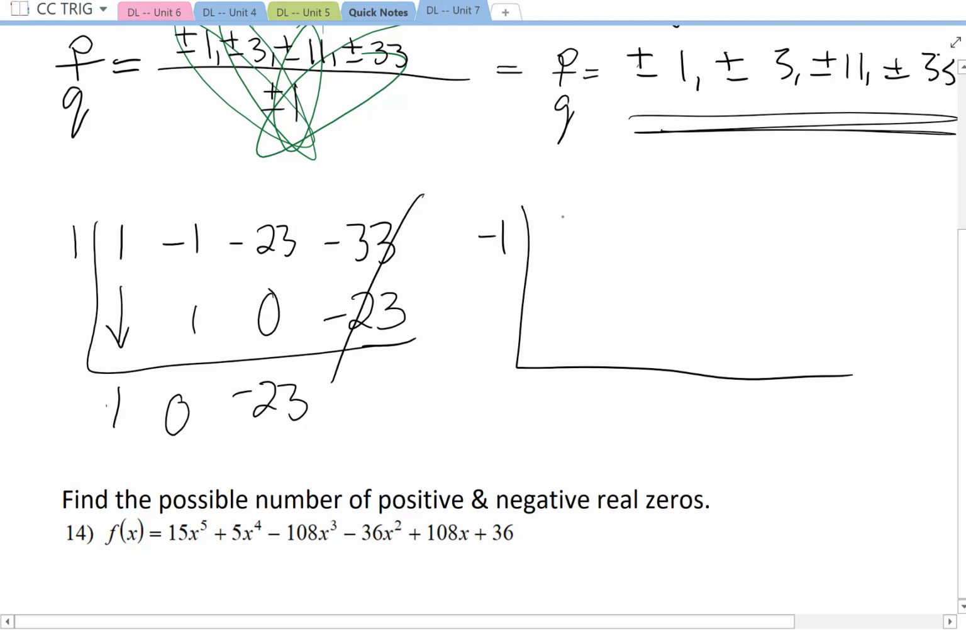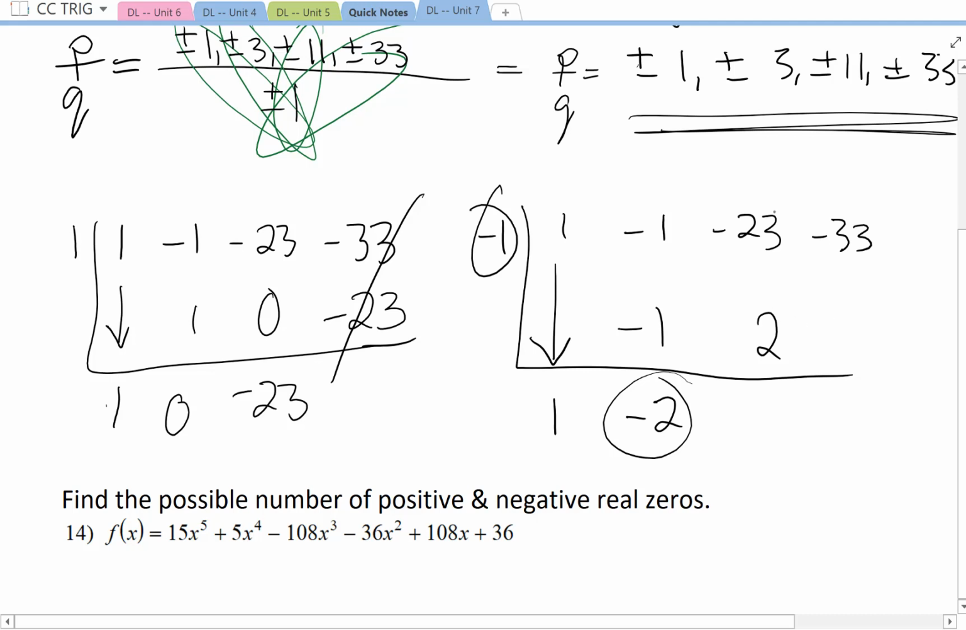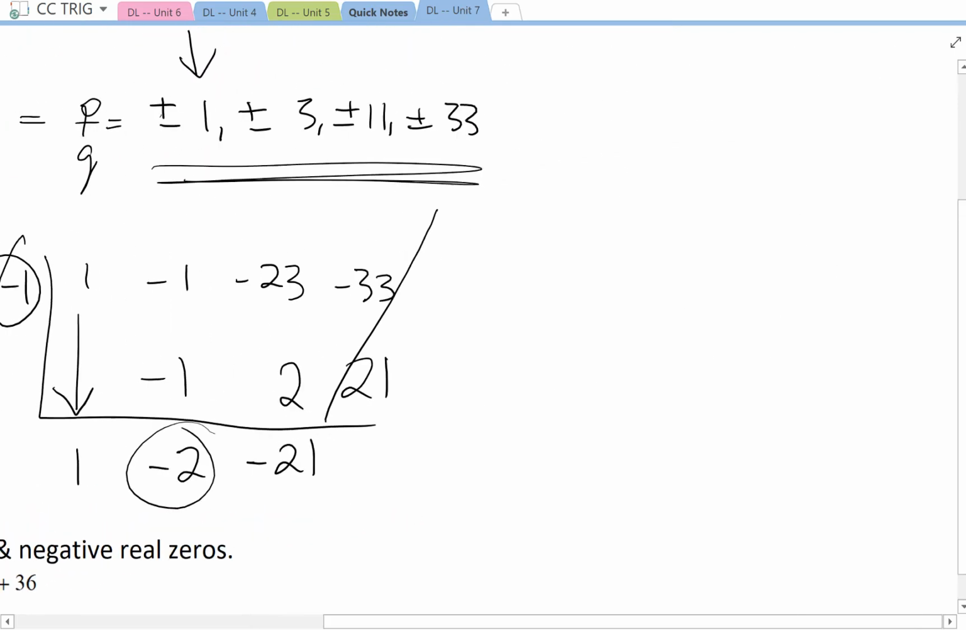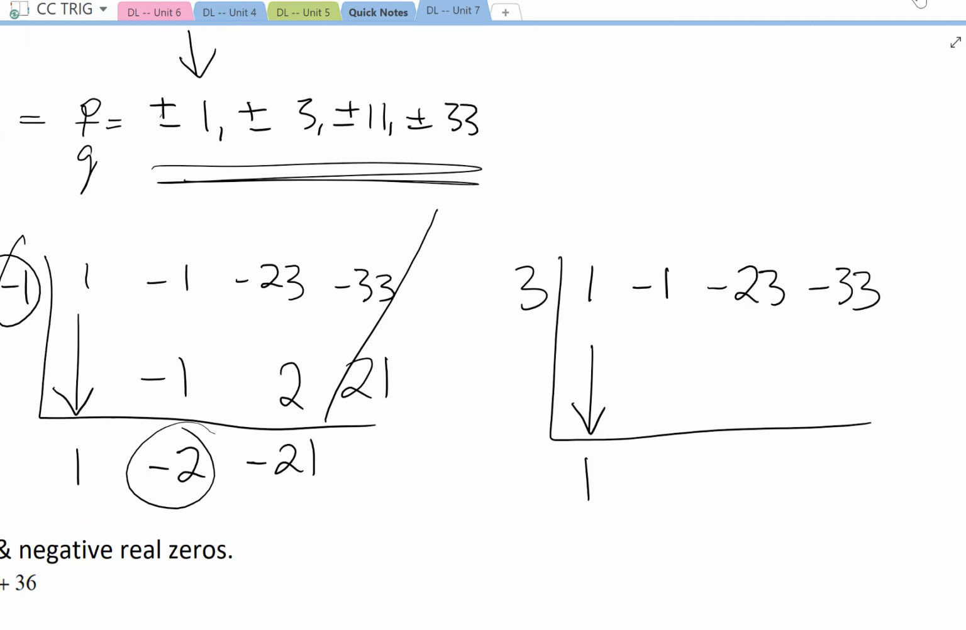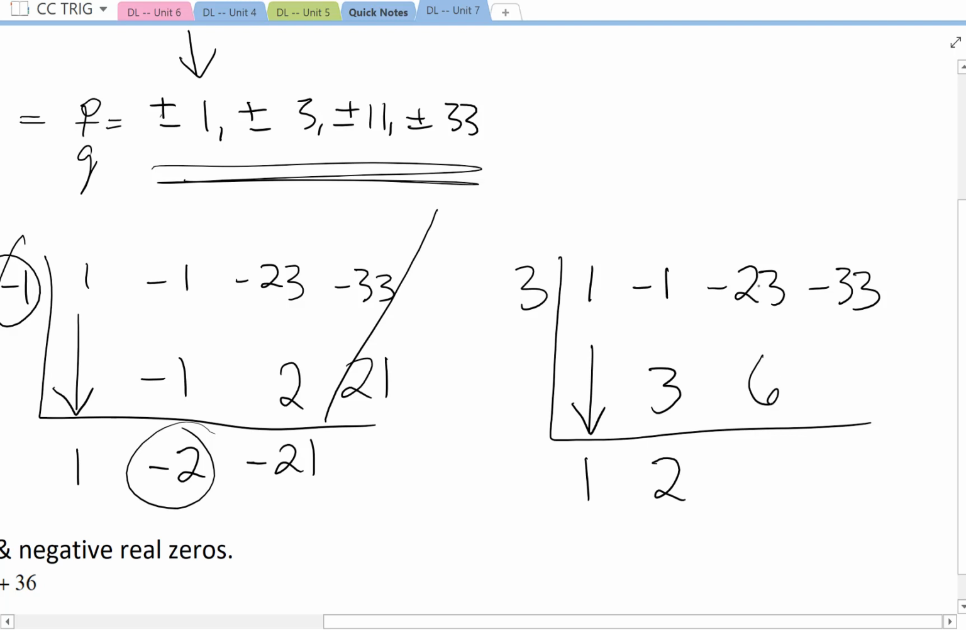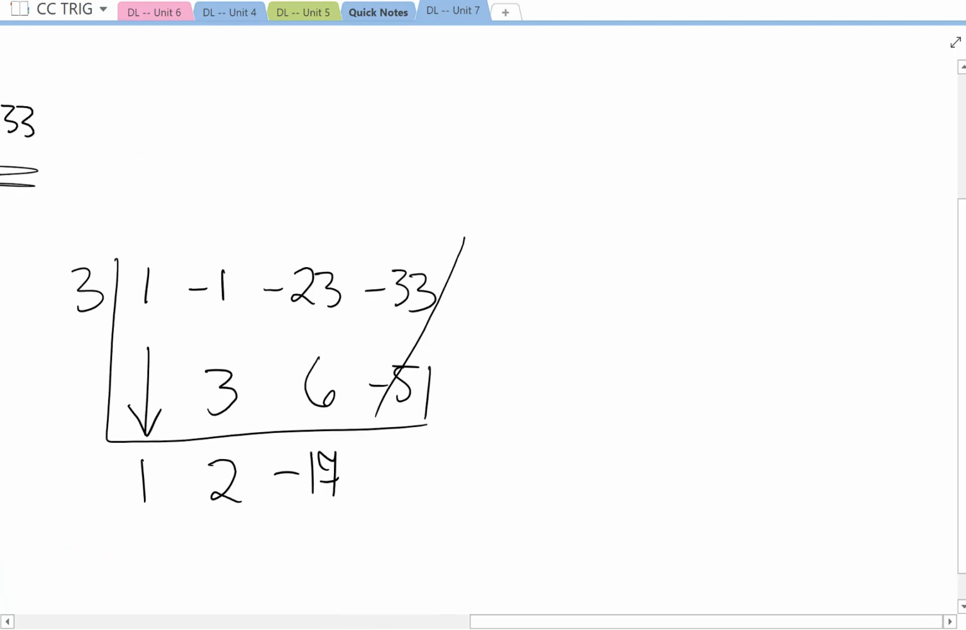Let's try testing negative 1. Drop the 1, negative 1. Negative 1 plus negative 1 is negative 2. That's negative 2 times negative 1 is positive 2. You get negative 21 times negative 1 is positive 21. That's not going to give me a 0 either. Let's try 3. 1 times 3 is 3, plus a negative 1 is 2, times 3 is 6, plus a negative 23 is negative 17. Negative 17 times 3, negative 51. That's definitely not a 0. Hope we find one soon.